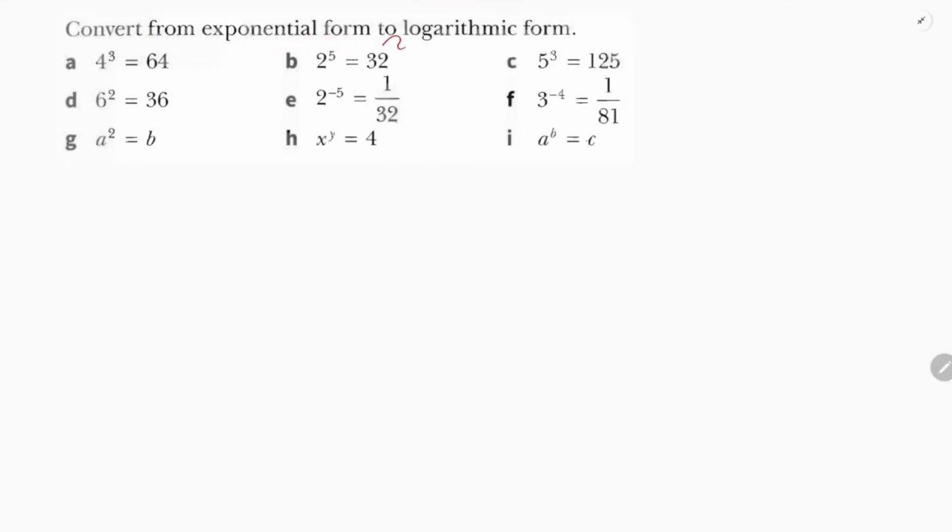Convert from exponential form to logarithmic form. So here 4 cube equals 64, 2 power 5 equals 32. These all are in the form of exponents. Exponential form I need to write in the form of logarithm. So here, the definition of logarithm.